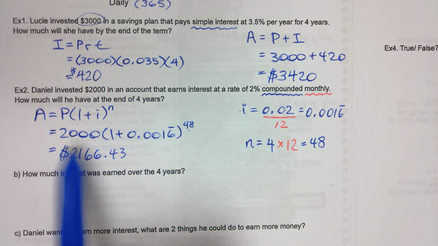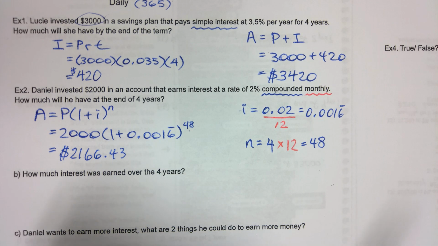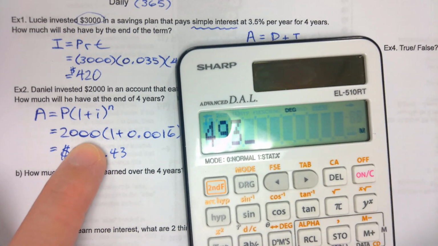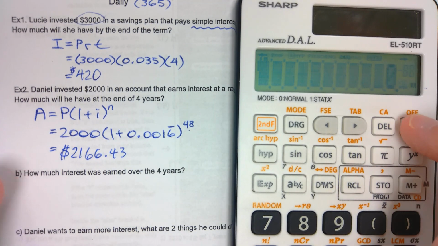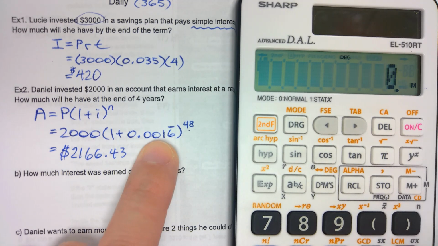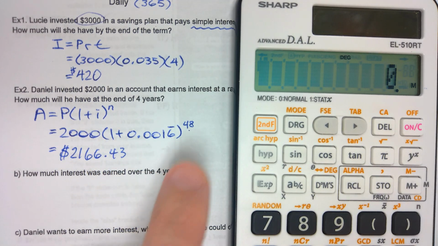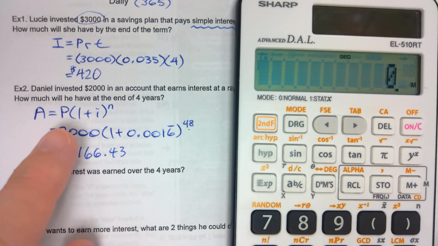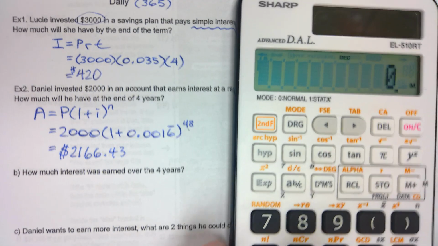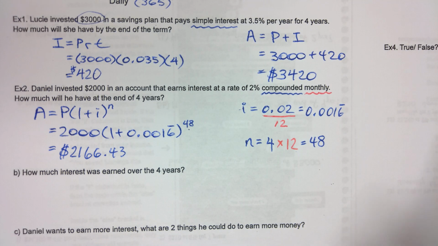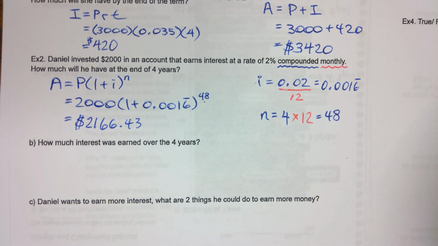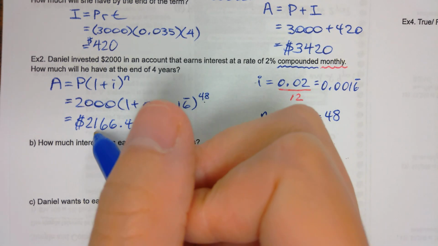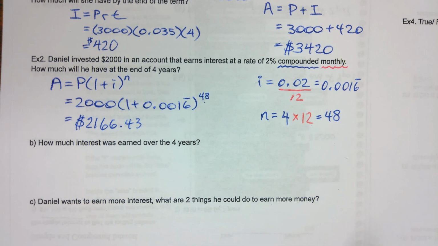So when you do this on a calculator, if you have one of the good calculators where it shows you exactly what you're typing, then you can just put everything in your calculator in one line. Otherwise, you'll have to do the bed math. You have to do this plus this, press equal sign, raise it to 48, press equal sign, times it by 2,000, press equal sign. Okay. So how much interest was earned over the 4 years? At the end, I found this much in my bank account.